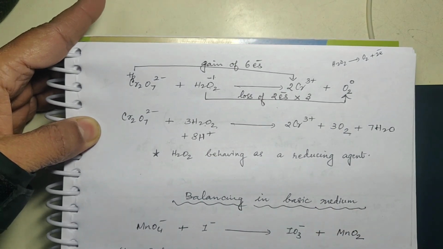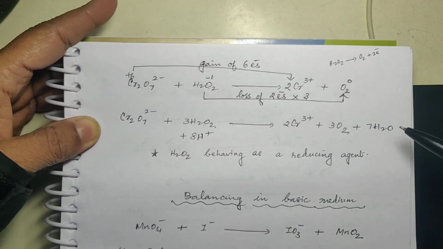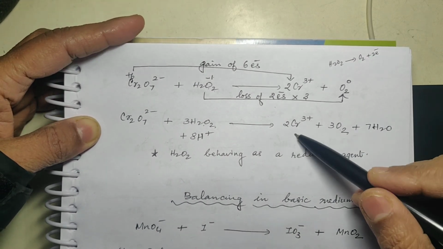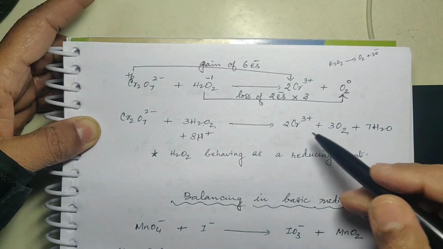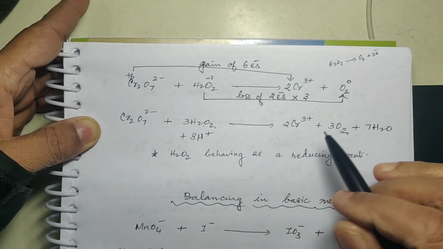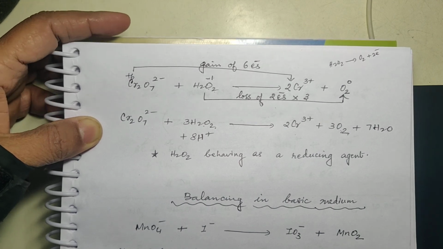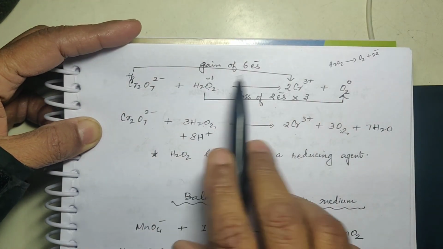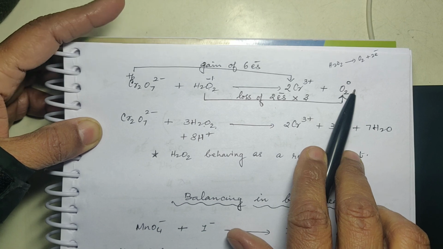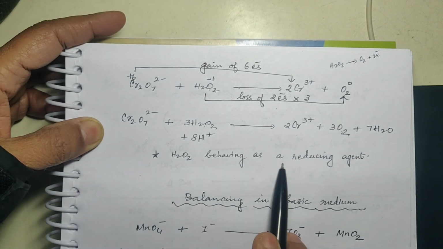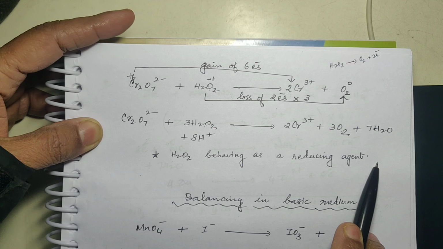Now you know how to do it. Only thing is, when you add water, you have to see whether there is any other oxygen or hydrogen previously in any of the products or reactants. Accordingly, you have to add this water and H plus. That you should not forget. Now here from -1 to 0, that means it is increasing. So H2O2 is behaving as a reducing agent.